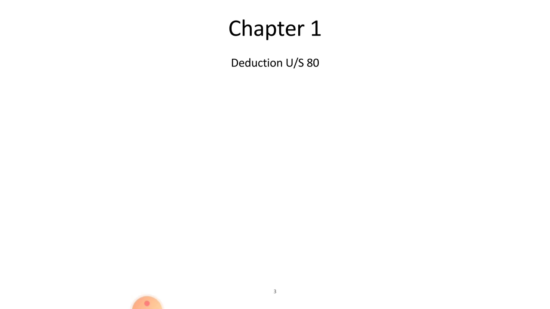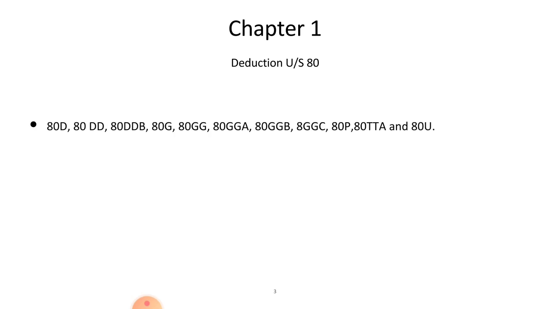While calculating gross total income, you already studied something about deduction under section 80. That is, you already studied about deduction under section 80C, 80CCC, 80CCD, etc. Here, along with those deductions, you have to study deduction under section 80D, deduction under section 80DD, deduction under section 80DDB, 80G, 80GG, 80GGA, 80GGB, 80GGC, 80P, 80TTA, and 80U.